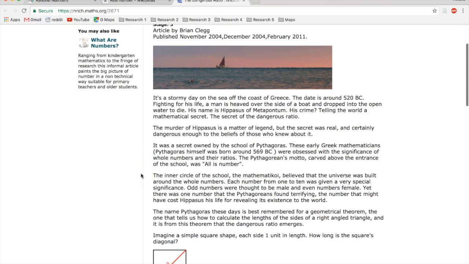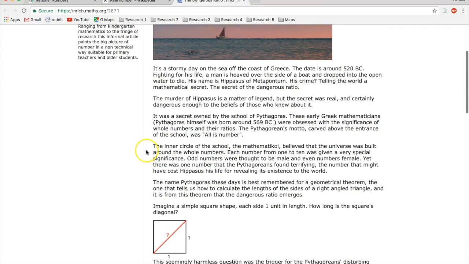Now, for people that know what I'm talking about and know that I believe that this is a simulation, I think Pythagoras might have been onto something, that all is number. But it goes on: "The inner circle of the school, the Mathematici, believed that the universe was built around the whole numbers. Each number from 1 to 10 was given a very special significance. Odd numbers were thought to be male and even numbers female."